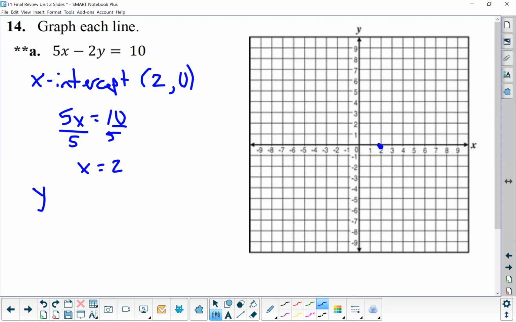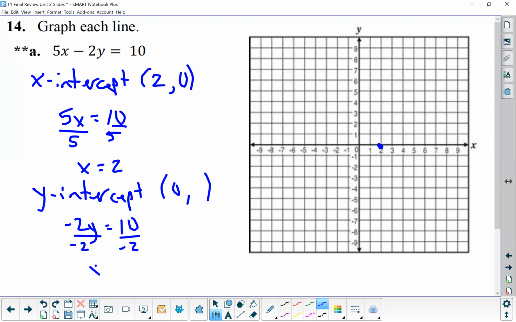Find my y-intercept. Cover up the x part, 5x. I'm left with negative 2y equals 10. Divide by negative 2. y equals negative 5. And draw my line.